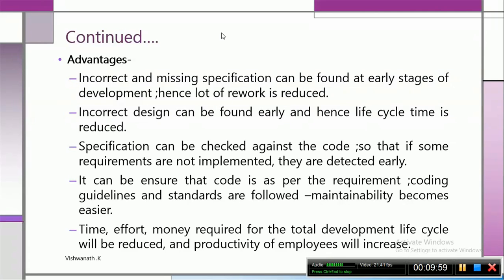Now, it can ensure that the code is as per the requirements and that the coding guidelines and standards are followed. The static testing or manual review process ensures that the code we have written is as per the requirement and follows all the coding guidelines or coding standards. Following the coding guidelines and standards of any particular organization helps in the maintenance process in the future, so maintainability becomes easier.